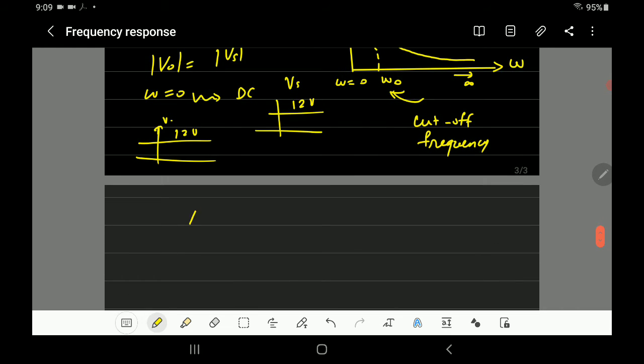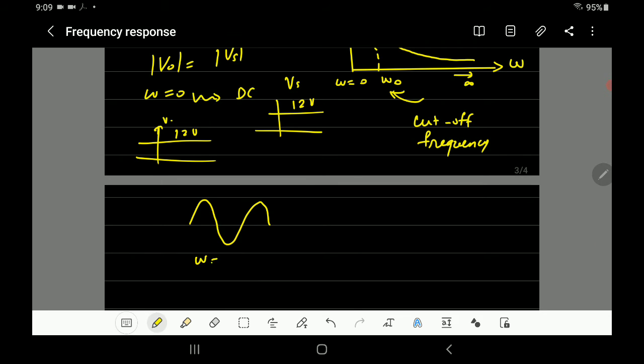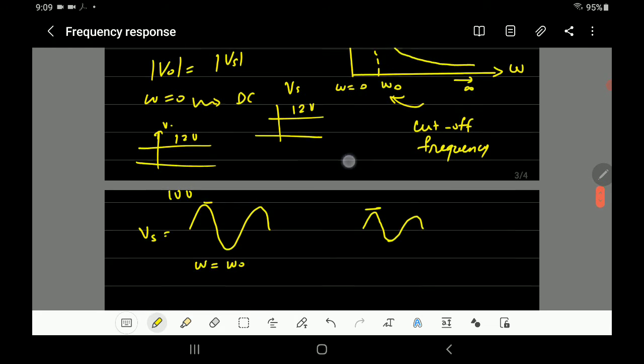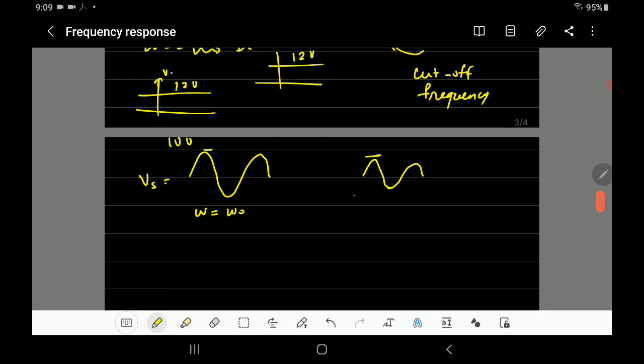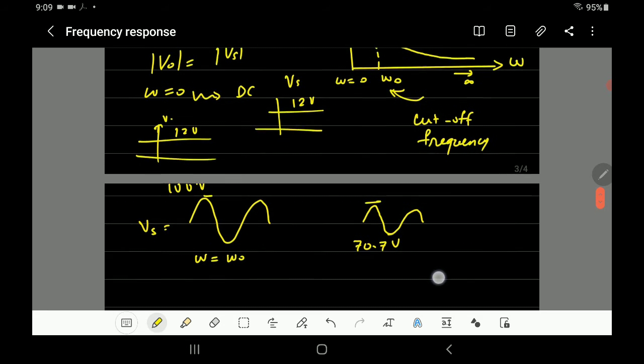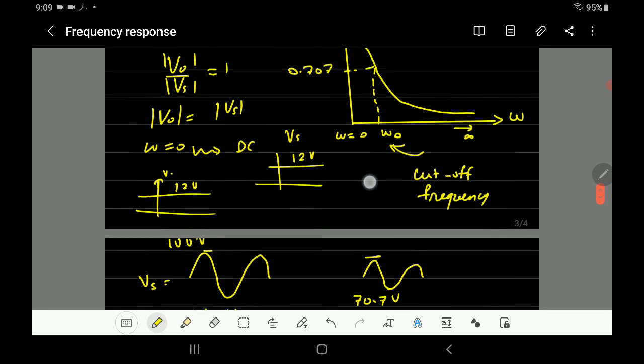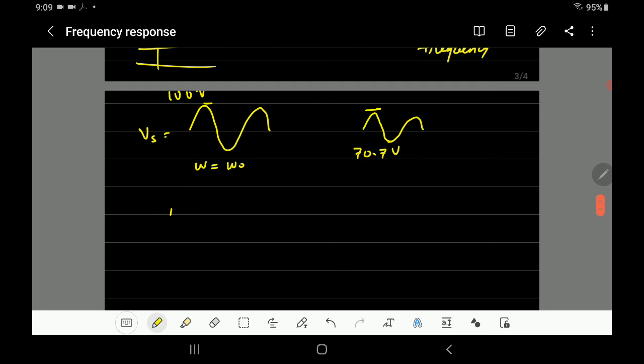So if you have a sinusoidal wave with frequency equal to omega naught, and the amplitude is, say, 100, that's the input, you'll find that the output will be the same, but the amplitude will be less, 0.707 times the input, because this is H. So you will have the output 70.7 volts. So it has an attenuation by this value. And every time you increase till you get high frequency, you'll find the amplitude is really very small at the output.